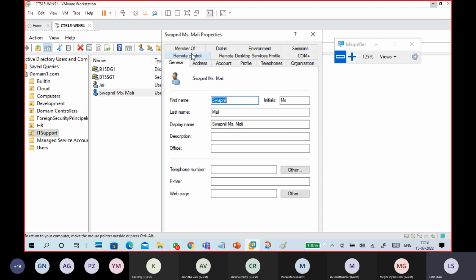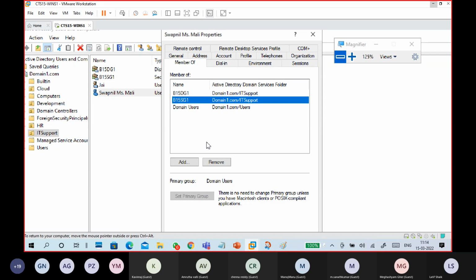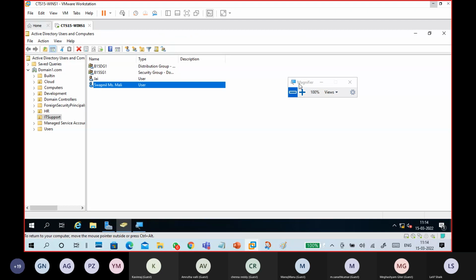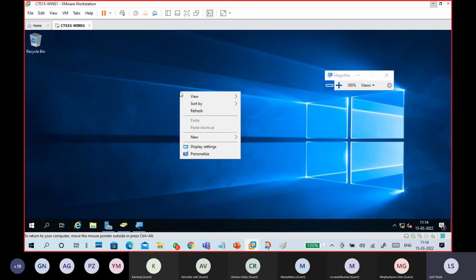And this is my user, right? I added to two groups. See, like this. That's it. Now I have two groups. So this one part is completed: how to add a user to a group, right?